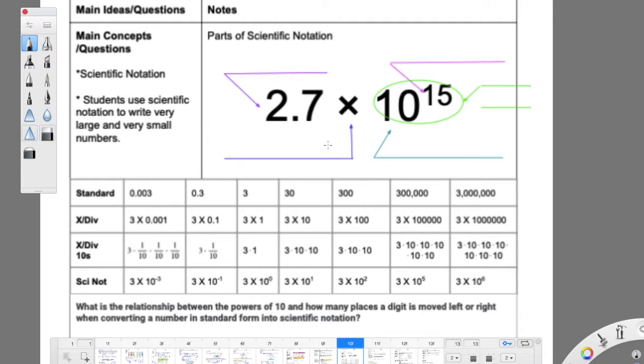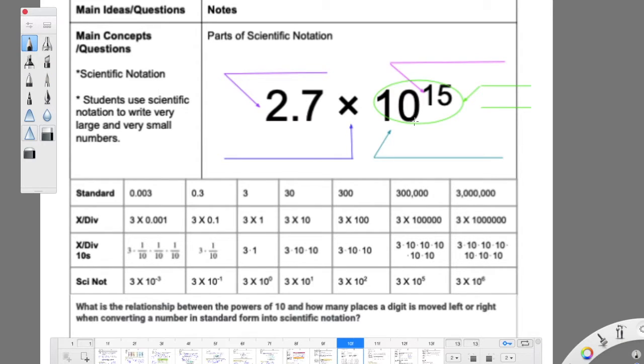So first, off to the side here, we have the main concepts and questions. So the first thing, it just tells us scientific notation. So this is the main concept. And then what we're going to do is students use scientific notation to write very large and very small numbers. So that's exactly what scientific notation is for. It's meant to help us write very large or very small numbers. Instead of having to write out all of those digits, we can reduce it down to using powers of 10.